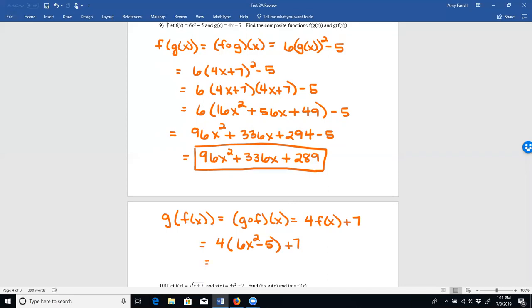So like I said, this direction is a little bit faster because we're not squaring a binomial. All we have to do is distribute the 4 and combine our like terms here in the back to get 24x squared minus 13.